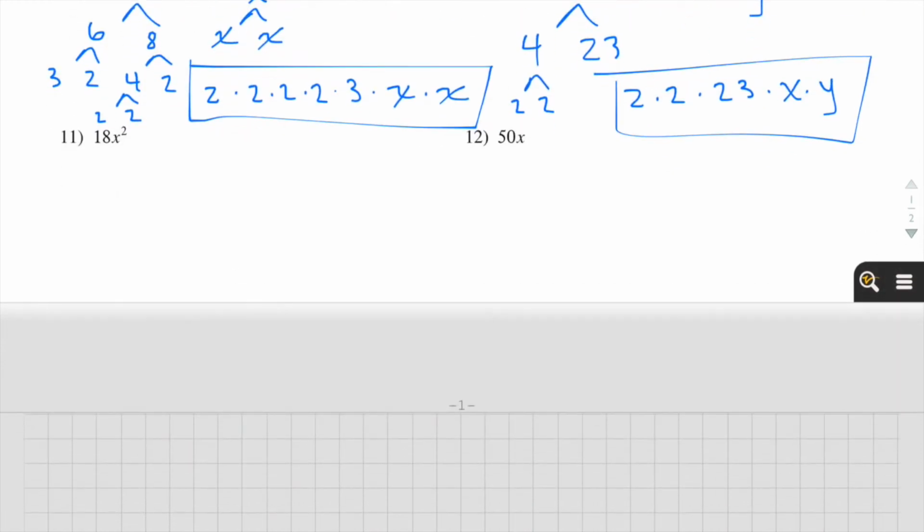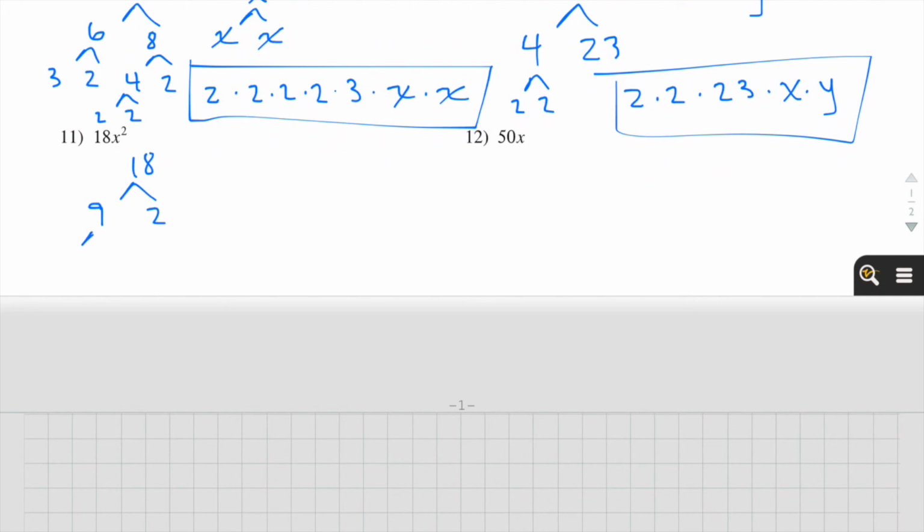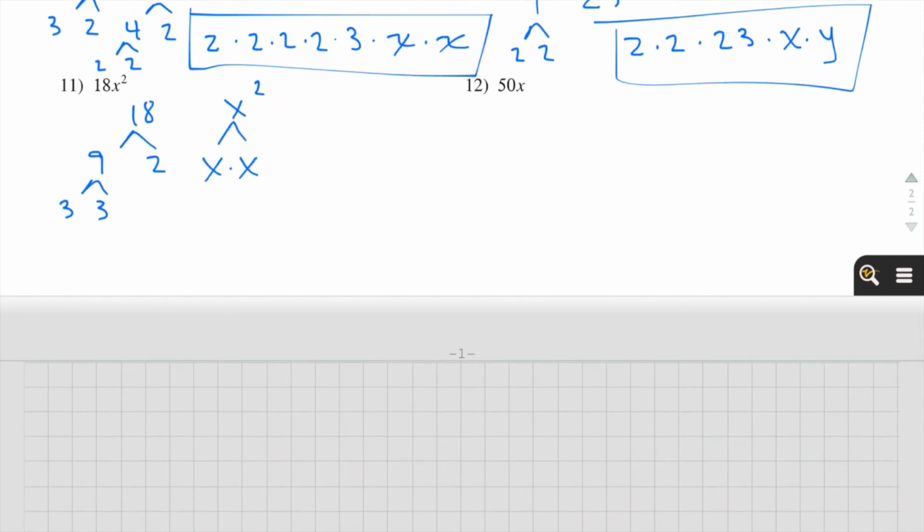Number 11, 18x squared. So let's put this 18. Two numbers that we can use are 9 and 2. 9 breaks down to 3 and 3. None of those break down any further. We have x squared. X squared breaks down to x and x. So let's go ahead and write our factorization. We get 2 times 3 times 3 times x times x, and that's our final answer.